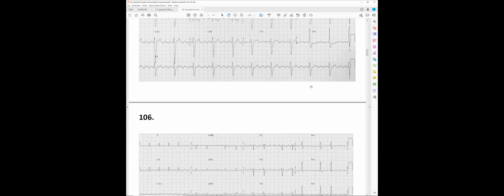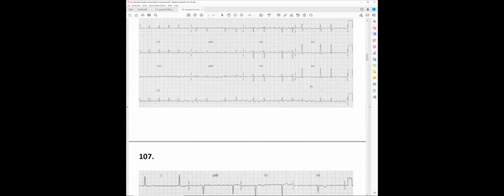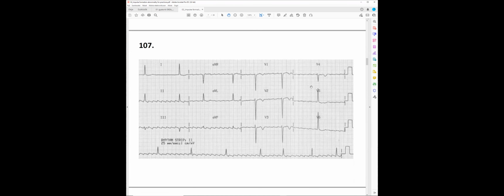Okay, meaning that I do have share it, and this is 107. Can you see it? Yes, that's it. So I put that the rhythm is irregular. Very good. And I don't see any P wave because it seems to be a flutter, atrial flutter. Very, very good.